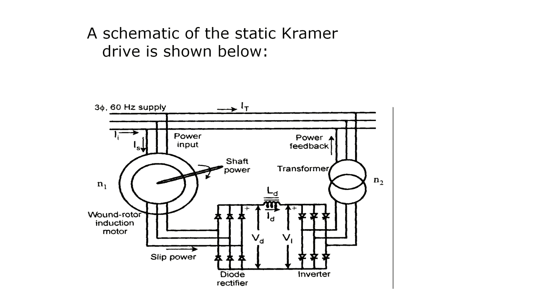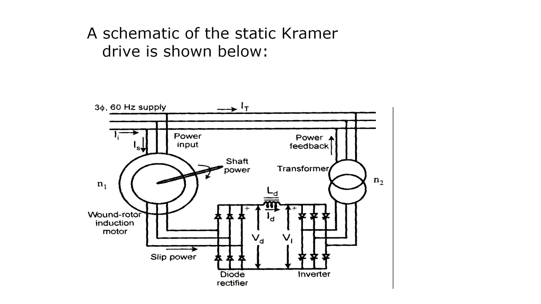This is a schematic of the static Kramer drive. In this method of speed control, the slip power flows in only one direction. It flows from the rotor back to the main supply. Hence, the speed can be controlled below synchronous speed only.